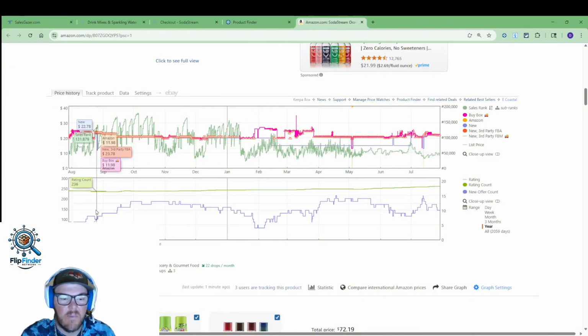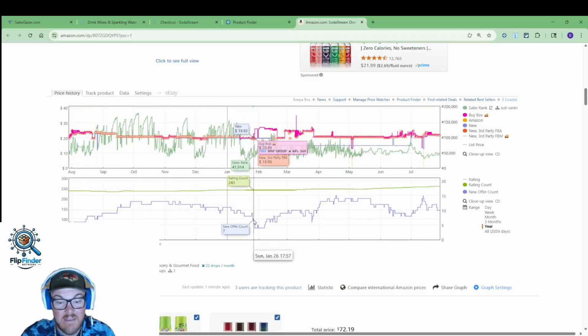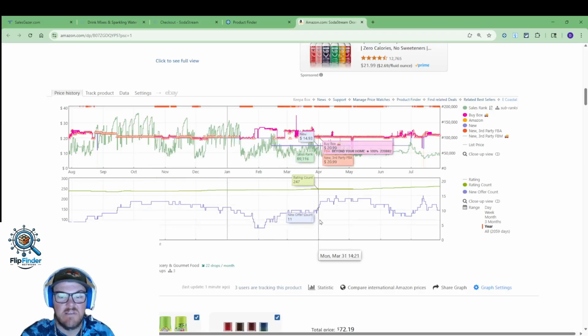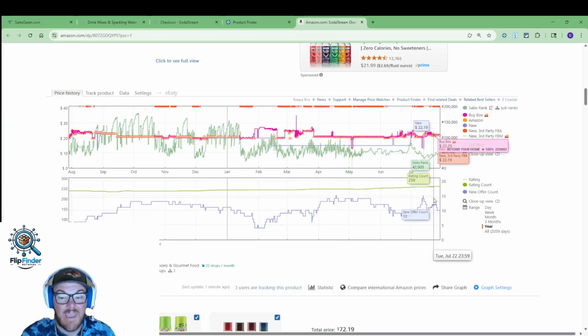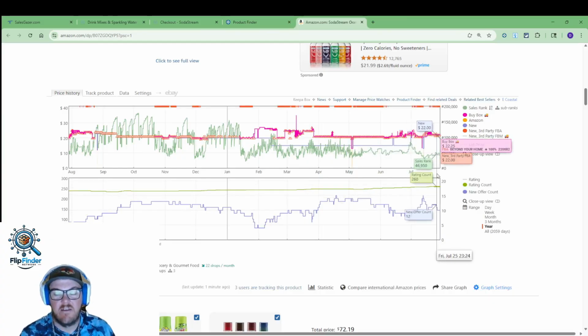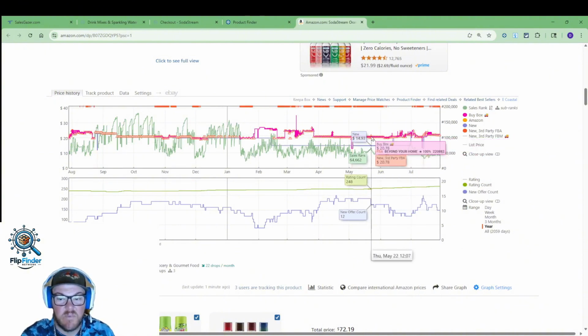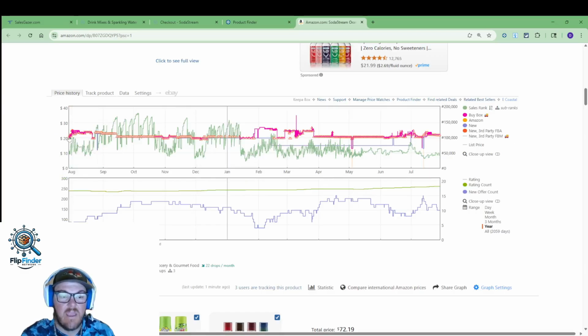I can tell that by the offer count here, which is continuously moving up and down. We're not seeing any big spikes in offer count, and it's just a really good happy Keepa chart. You will hear me say that a ton in my videos. This is the definition of a happy Keepa chart. We've got price stability, which is this pink buy box line here, and we've got good supply and demand balance.